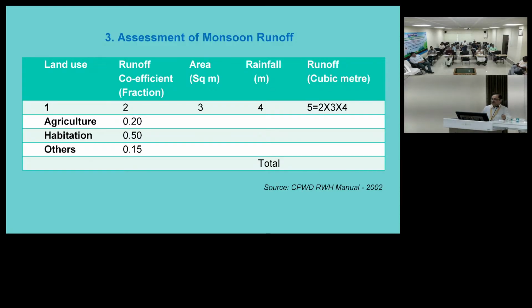Then assessment of monsoon runoff. There are many methods. We have kept it very simple. When you are calculating monsoon runoff for some area, if it is agricultural area, then the runoff coefficient we are taking as 0.20, that is 20%, and you multiply area and rainfall, and you will get the runoff being generated there. For habitation areas, like urban areas, say Guwahati, we can multiply it with 0.50, and for others we are taking it as 0.15. So very easily we can find out what runoff can be generated in this village.